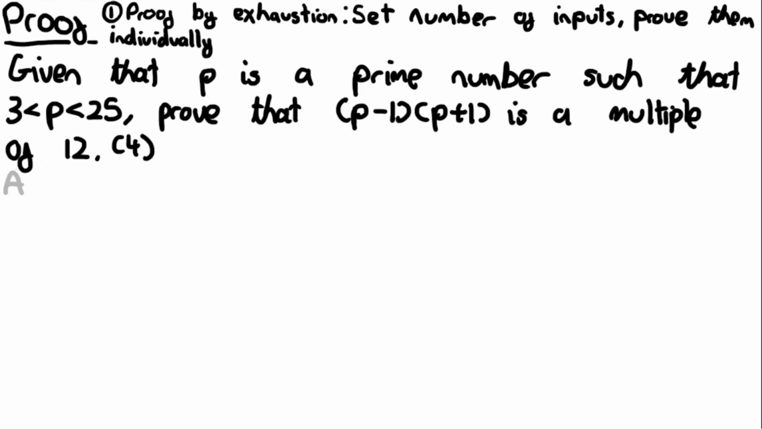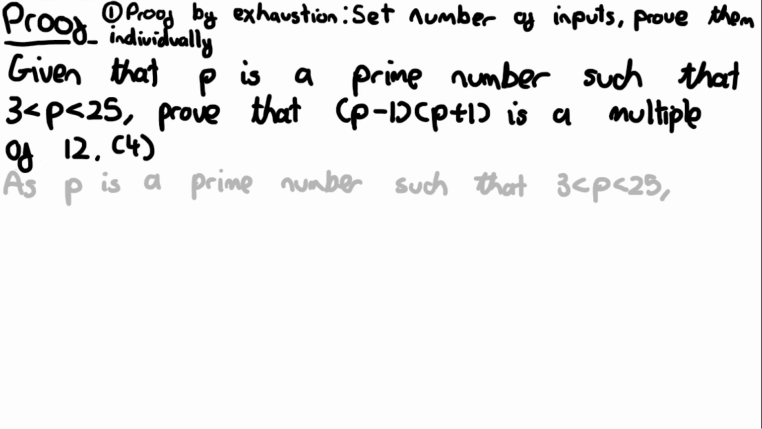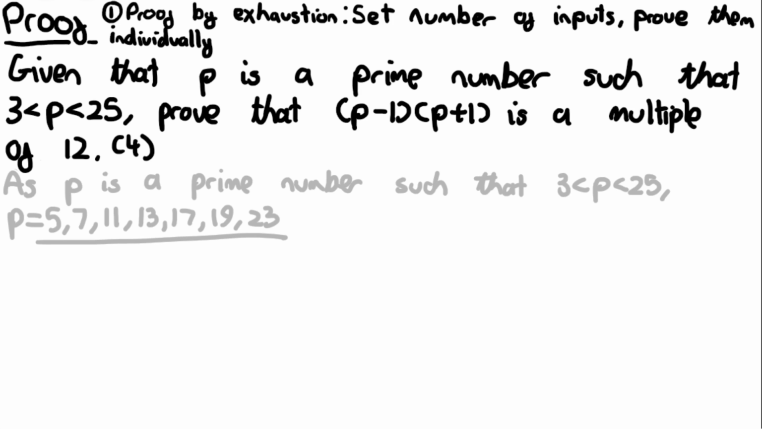So I'm going to say, as p is a prime number such that 3 is less than p but p is less than 25, p is not going to be equal to 3 because this isn't the equals inequality sign. p is going to be equal to 5, 7, 11, 13, 17, 19, and 23. And now we just need to sub all of these values individually into this equation in order to do it.